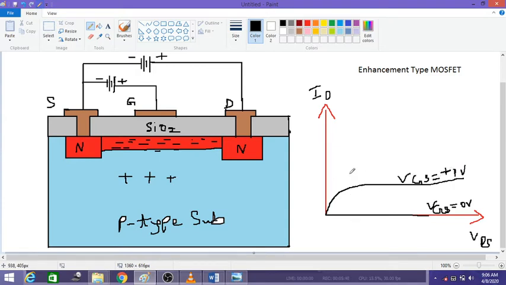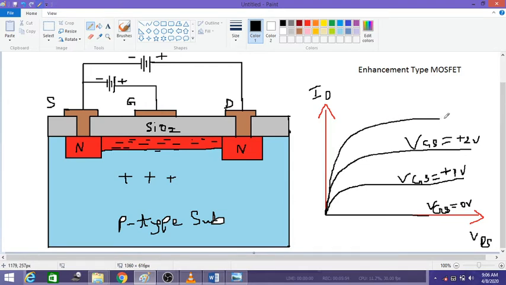So likewise, as you increase the VGS, the flow of current also increases and gets saturated to higher and higher values. So this is for VGS equals plus 2 volts. Likewise, when you increase it higher and higher, you will get higher current and it gets saturated at higher values. So this is say VGS equals 3 volts. So likewise it keeps on increasing.